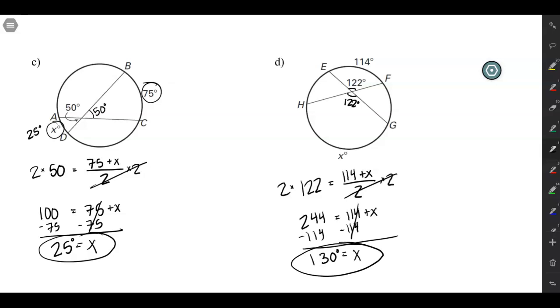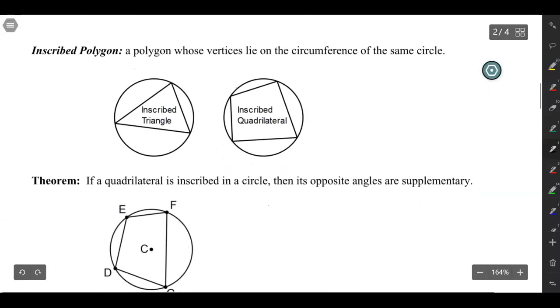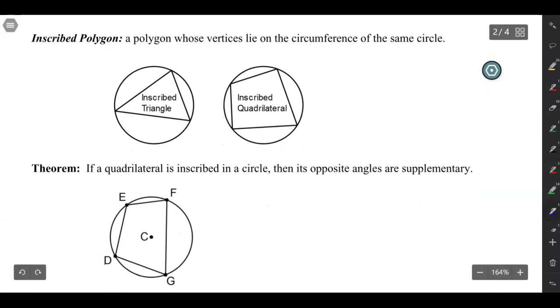Okay. If you need more practice with this theorem, take a minute and practice it some more. We're going to move on and talk about something a little bit different called an inscribed polygon. So we've already talked about something that's inscribed. Last time we talked about inscribed angles, which deal with angles whose vertices lie on the circle.